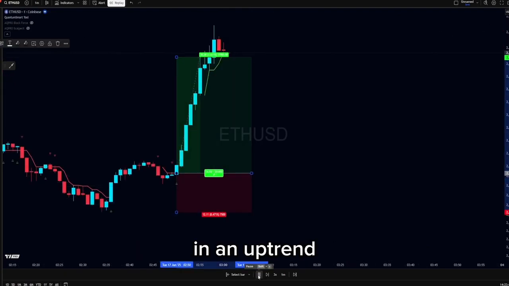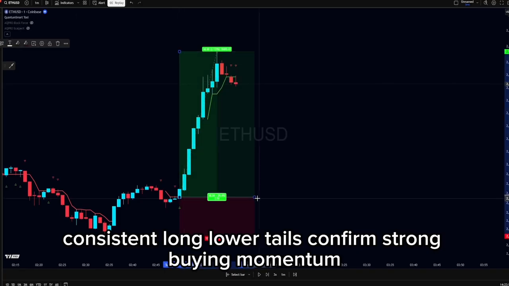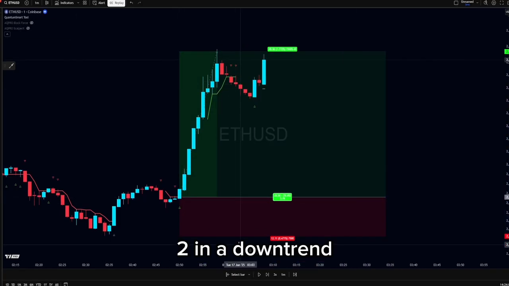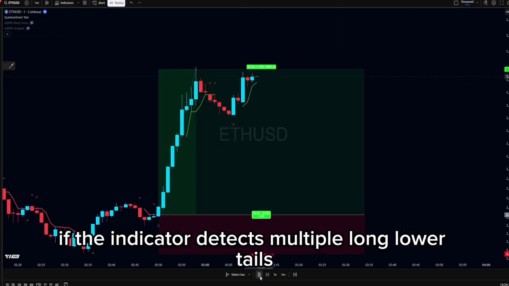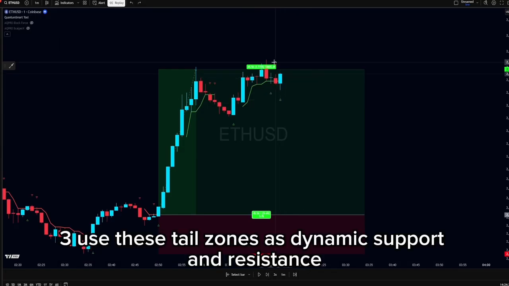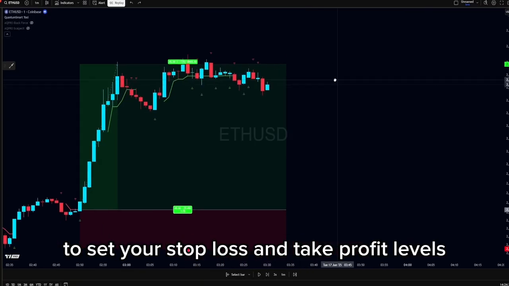Here's an example strategy. 1. In an uptrend, consistent long lower tails confirm strong buying momentum, suggesting it's safe to stay in the trade. 2. In a downtrend, if the indicator detects multiple long lower tails, that could signal a potential bullish reversal. 3. Use these tail zones as dynamic support and resistance to set your stop loss and take profit levels.